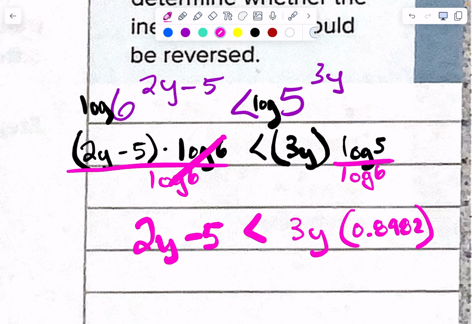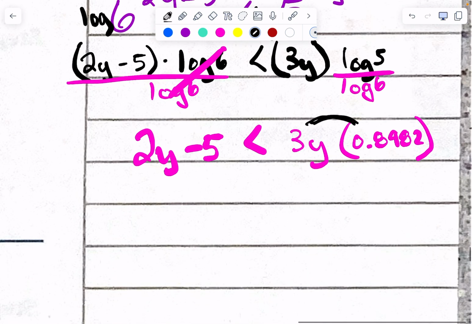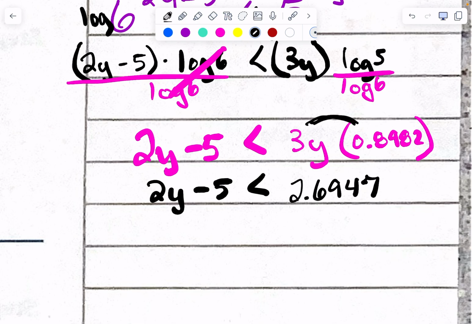Now what should we do? Can we multiply these two together? 3 times that 0.98982? 2y minus 5 is less than. What's 3 times that stuff? What is that? 2.6 something. 2.6947. How did you do part of that in your head? Because it's 0.9 times 3, which is 2.7. Right? But not quite 2.7 because it's not 0.9.